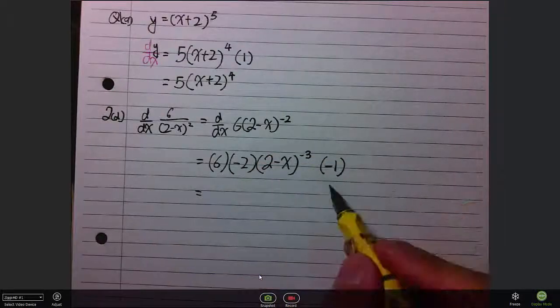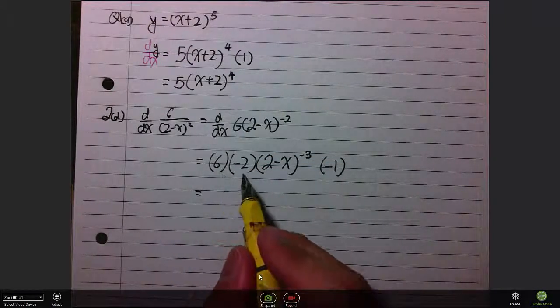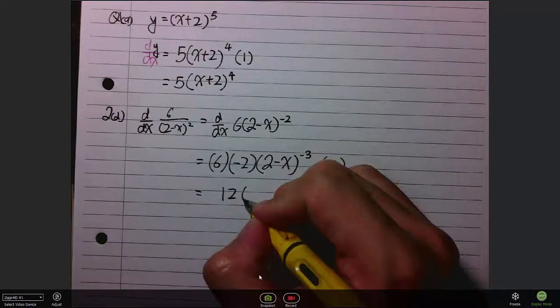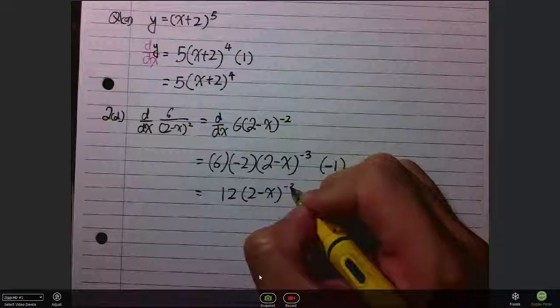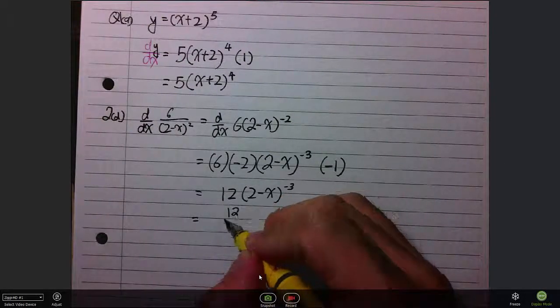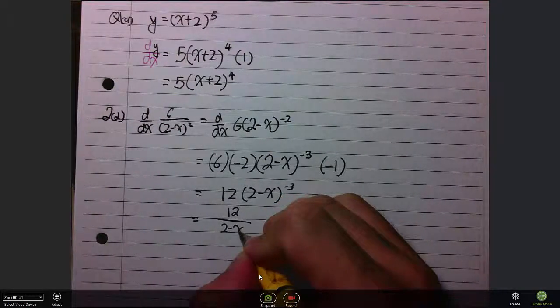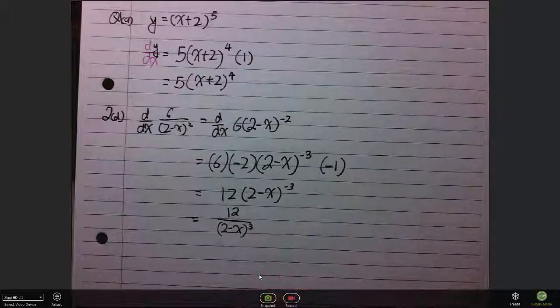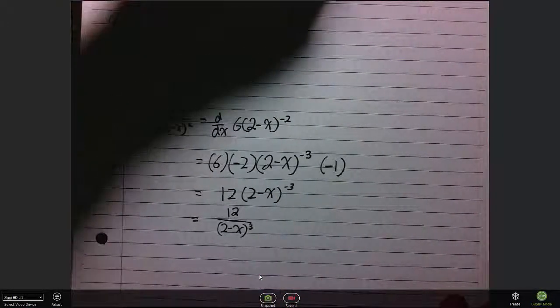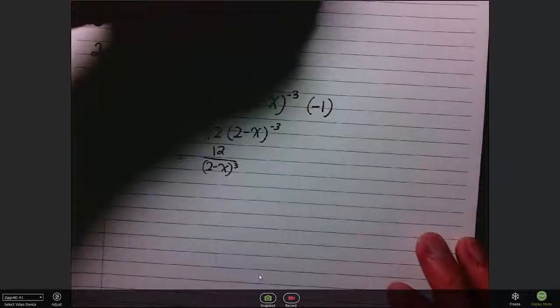So in the end, I simplify. 6 times negative 2 times negative 1 is positive 12 times (2 minus x) to the power of negative 3. If you want to simplify it, you can write it as 12 over (2 minus x) cubed. And we get the function differentiated. We have expressed it in positive index form.